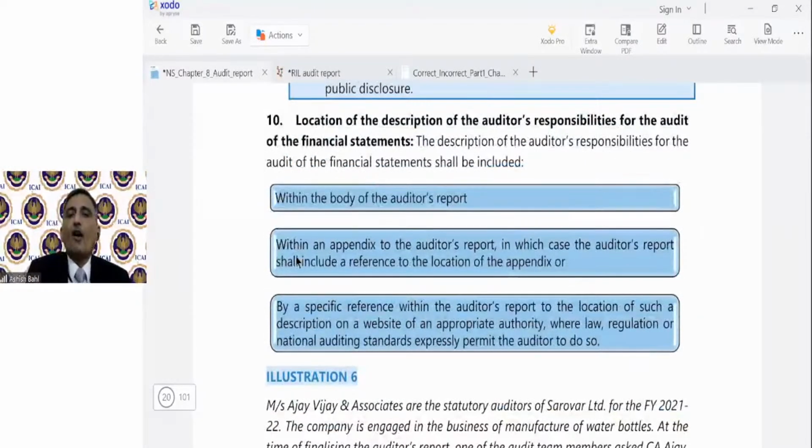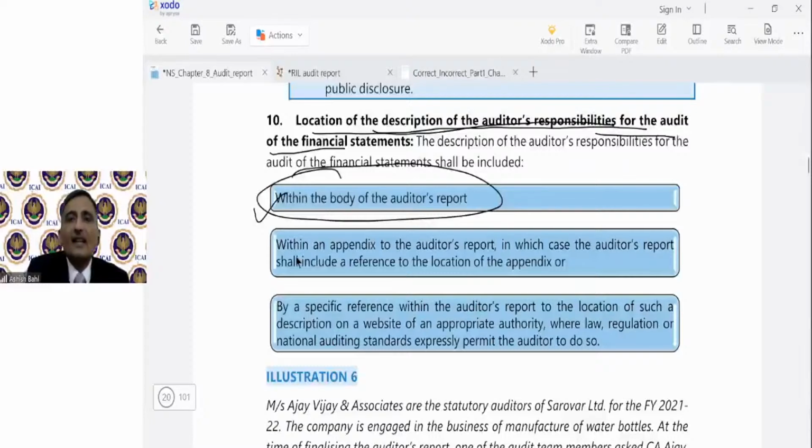So location of the description of auditor's responsibility for the audit of financial statements. इसका क्या मतलब है? What is the meaning of this? Location of description of auditor's responsibility for audit of financial statements. इसका मतलब है कि जो ऑडिटर की रिस्पॉन्सिबिलिटीज हैं फाइनेंशियल स्टेटमेंट्स में, वो कहां पे लिखी जाती है, वो कहां पे लोकेट होती हैं. सो ईदर इट कैन बी इंक्लूडेड विद इन द बॉडी ऑफ द रिपोर्ट, रिपोर्ट के अंदर, जैसा कि हमने अपनी इस रिपोर्ट में देखा है.